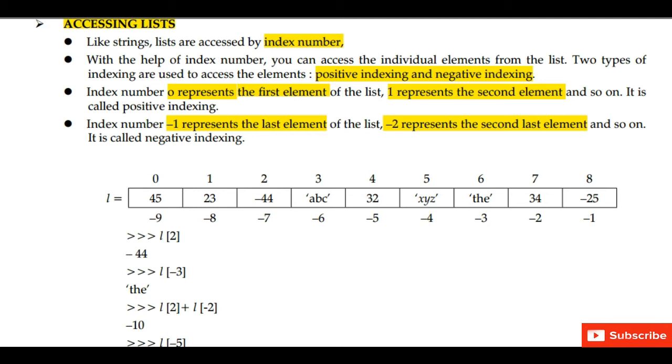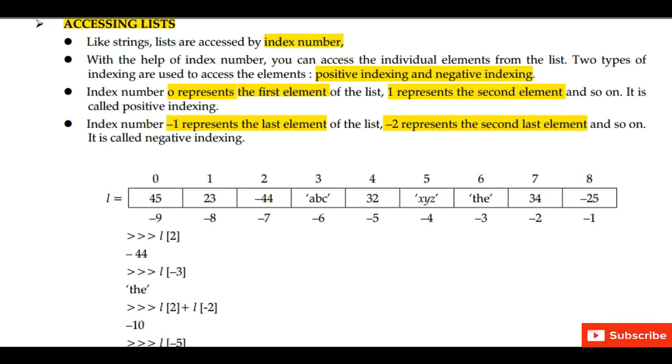Like in this example, we have written the command L, in the bracket we have written 2. The element representing the index number 2 will be displayed, that is -44. Next, L, in the bracket we have written -3. So the element corresponding to the index number -3 will be displayed, that is the. So the string the will be displayed.